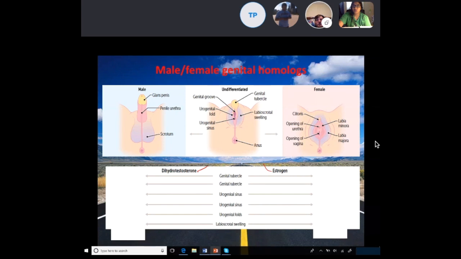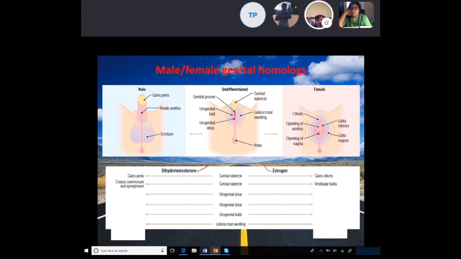So the genital tubercle synthesizes into penis and clitoris, but certain parts of it specifically. So we got the glans penis, and then the corpus cavernosum and spongiosum. So essentially the meat of the penis, if you will. And then glans clitoris and vestibular bulbs.